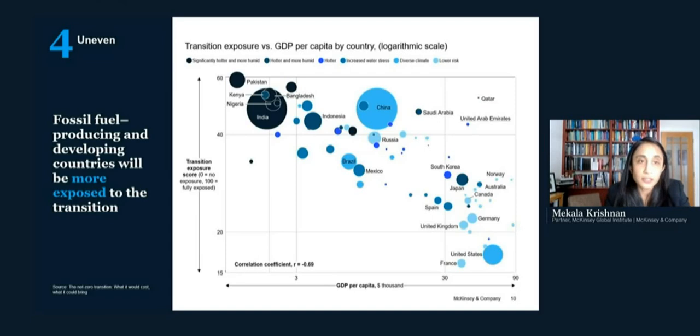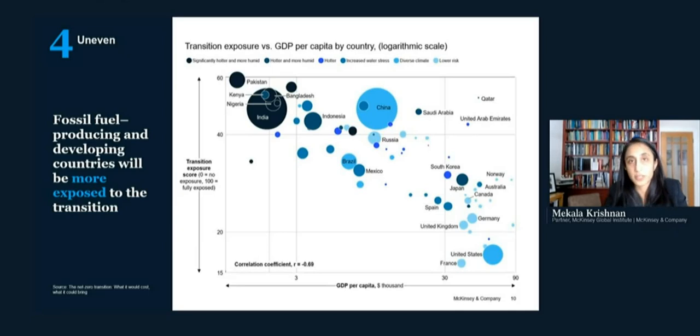So staring at this chart, I think three insights really stand out. The first is that every country is exposed in some way, shape, or form. There's no country that has a transition exposure score of 0. So there's some degree of economic shift that each and every country will need to undertake. The second, though, is that this exposure is not evenly felt. There are some countries that are more exposed, relatively more exposed than other countries. And those countries broadly fall into two groups.